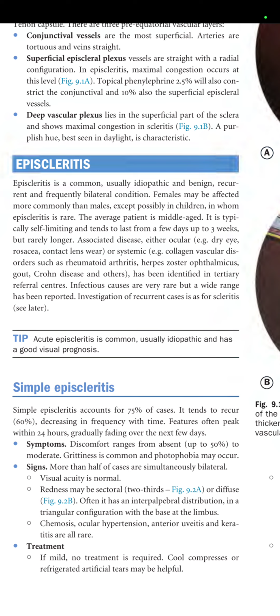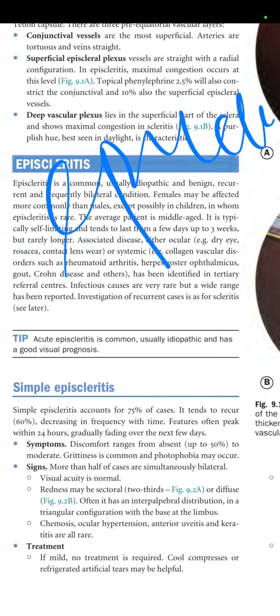Signs: more than half of the cases are simultaneously bilateral. Visual acuity is normal. Redness may be sectoral in two-thirds or diffuse. Often it has an interpalpebral distribution in a triangle configuration with the base at the limbus. Chemosis, ocular hypertension, anterior uveitis, and keratitis are all rare. So basically, as I told you, episcleritis is a bilateral condition, self-limiting, but it can have multiple recurrences.